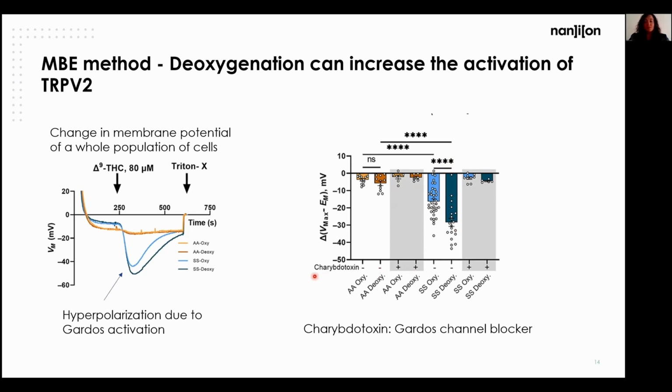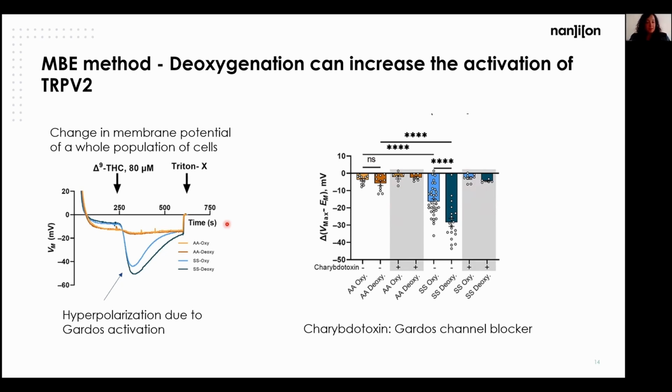Then when we look at the statistics, we can see that this is significant only in the patient. We can also see the application of a Gardos blocker, because we wanted to confirm that this is the Gardos effect. And in fact, with the addition of the blocker in oxy and deoxy conditions, the membrane potential goes back to normal values, similar to the healthy control.